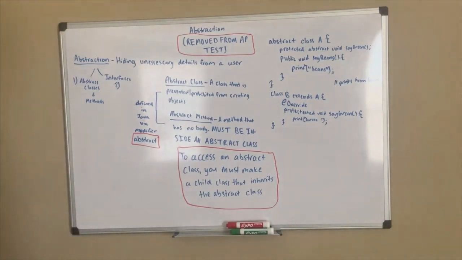So let's nail it down. This is only the first part of abstraction. The second part is interfaces. So let's nail it down. Abstraction hides unnecessary details from a user. There are two sections, abstract classes and methods, and interfaces.